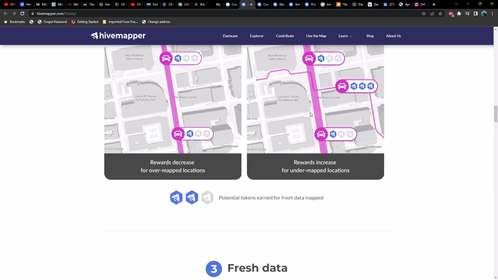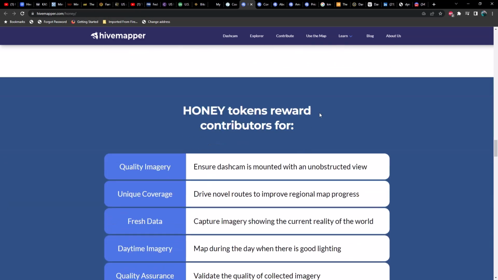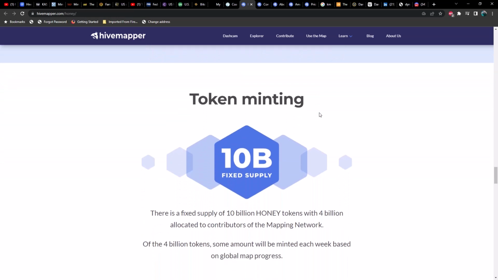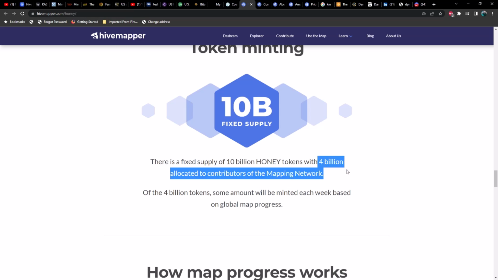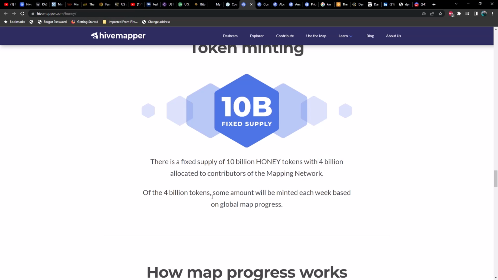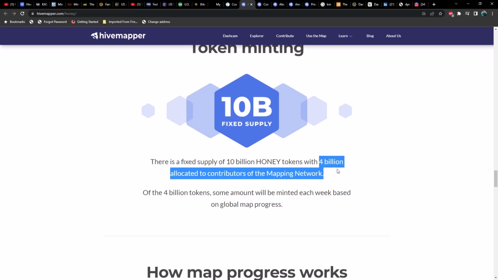And if we take a look at, let's see here, I want to say tokenomics was somewhere on this page. Okay, so we've got 10 billion in fixed supply with 4 billion allocated to contributors of the mapping network. Of the 4 billion tokens, some amount will be minted each week based on global map progress. So are they saying 4 billion allocated to contributors of the mapping network? I assume that means anybody who's got one of these devices is included in that.